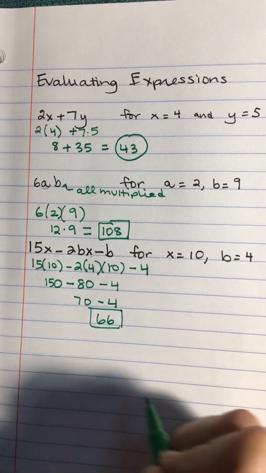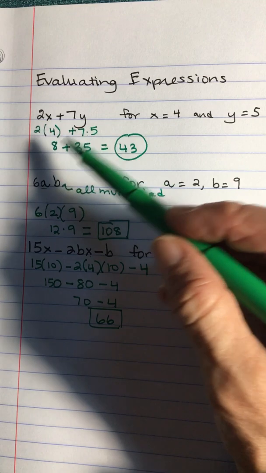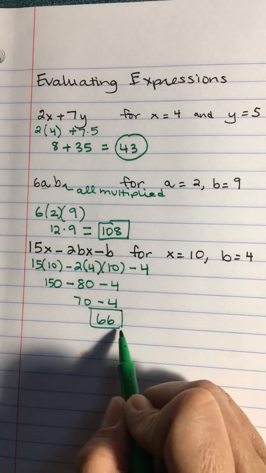Okay. So when you evaluate, you take the numbers you're given, plug them in for the letters, and then do the math. And your final answer will almost always be a number.